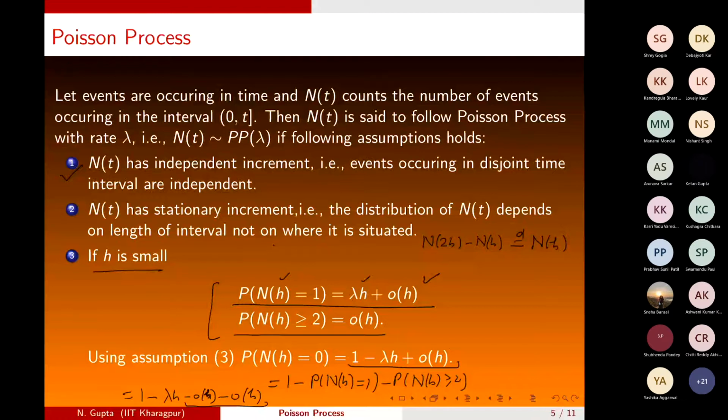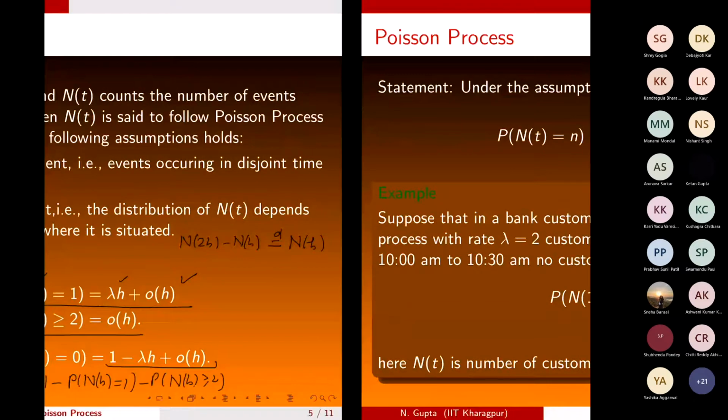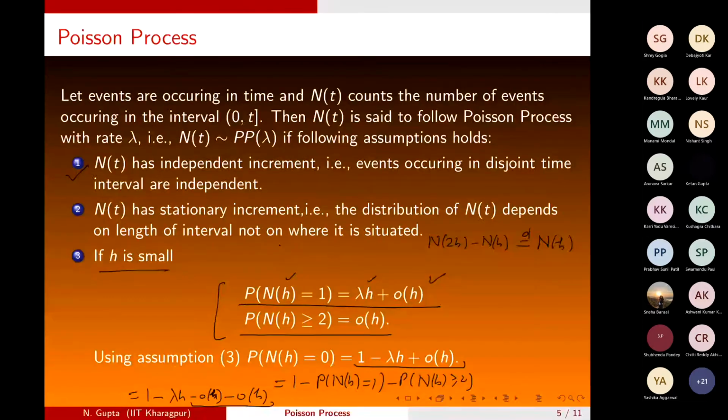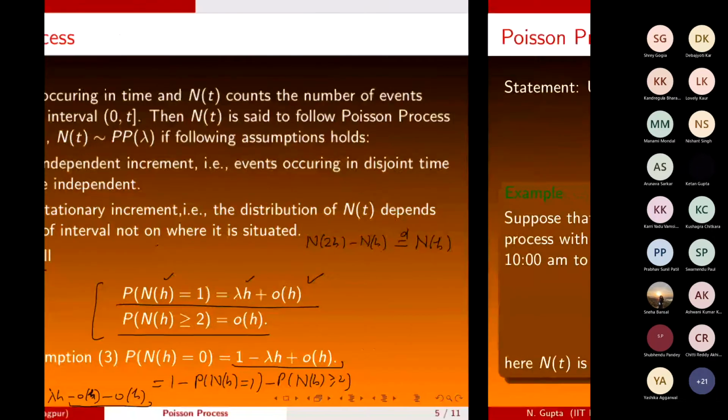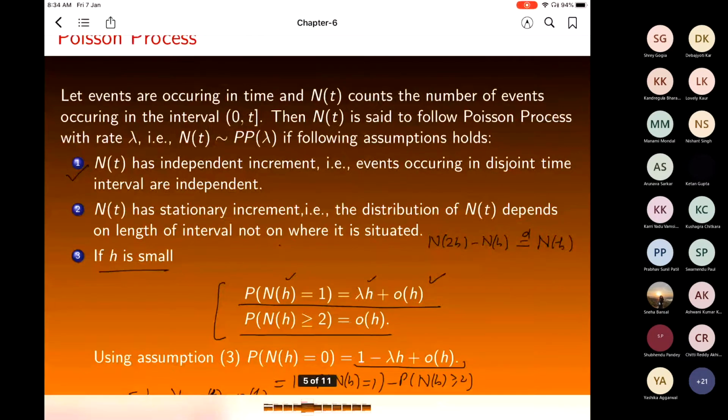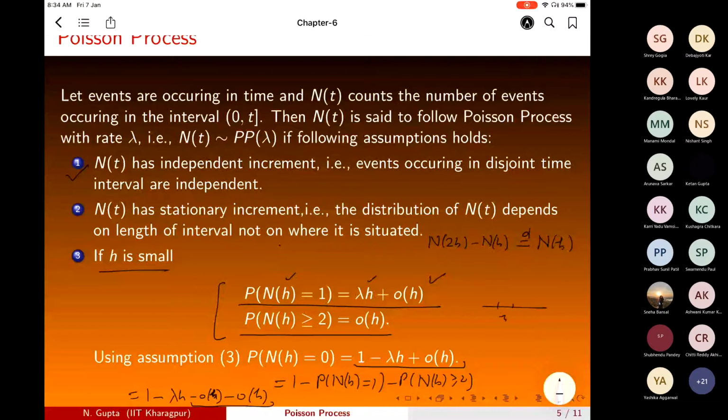Sir, can you please explain probability of N(h) greater than or equal to 2 once again? Yes, so this is an assumption basically, that in a very small interval of length h, a maximum of 1 event can occur. So that means 0 or 1 event can occur.